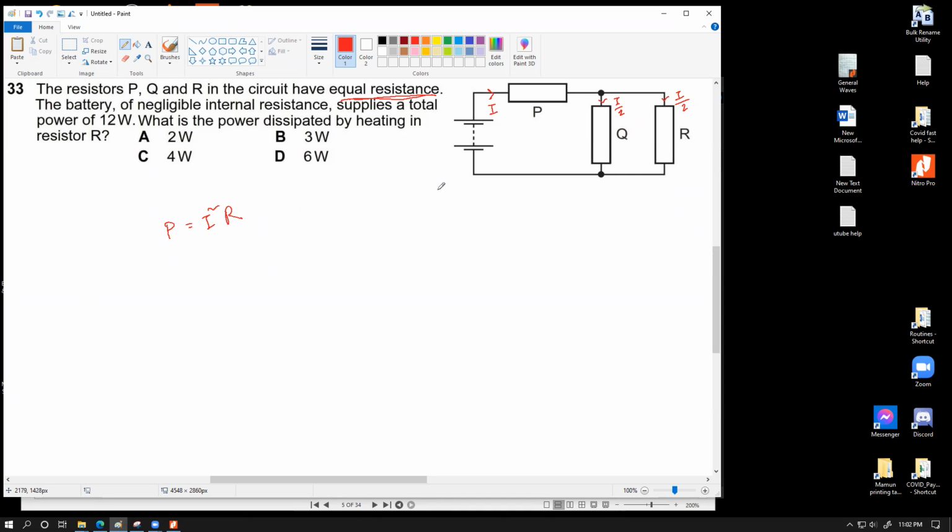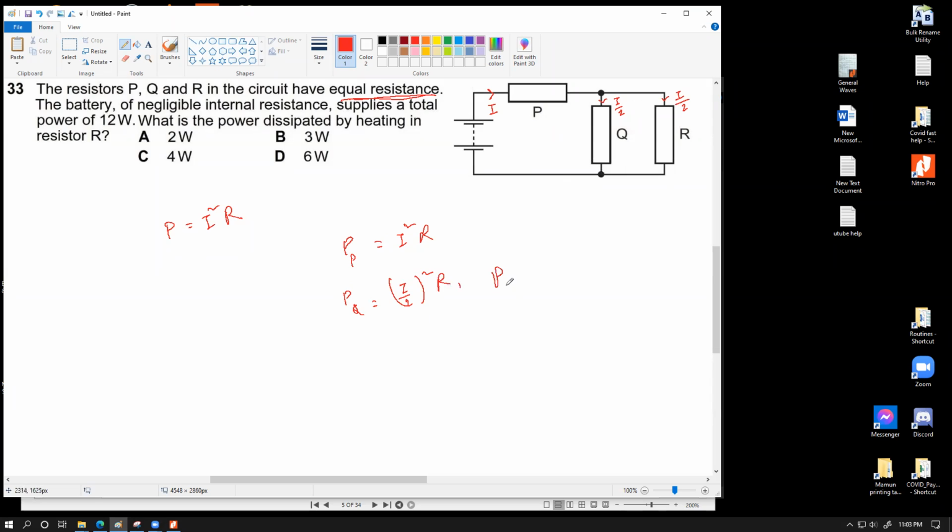So P is equal to I squared R. We're going to use this for our calculation. So have a look. The power of P should be equal to I squared R. I'm considering the resistance of each resistor as R. The power of Q should be I by 2, sorry, I by 2 whole squared, times R.